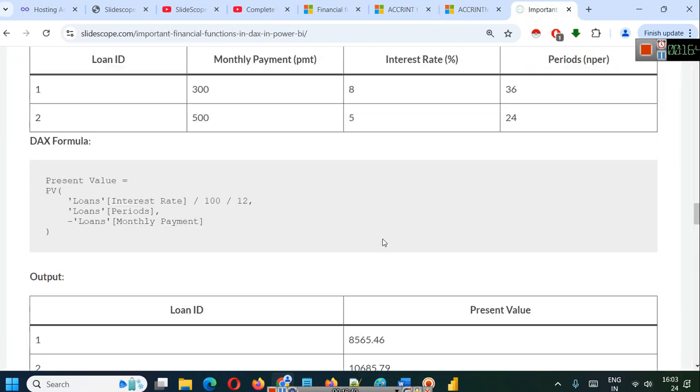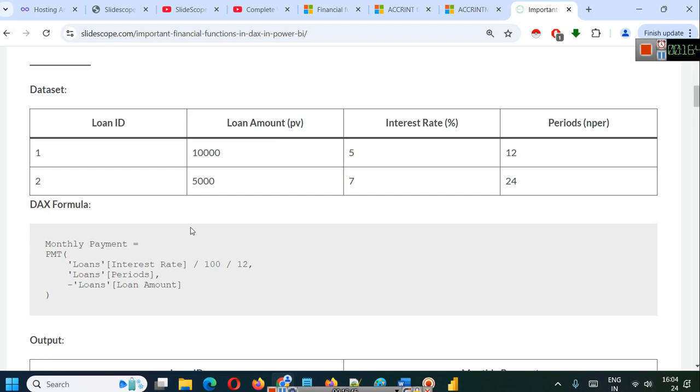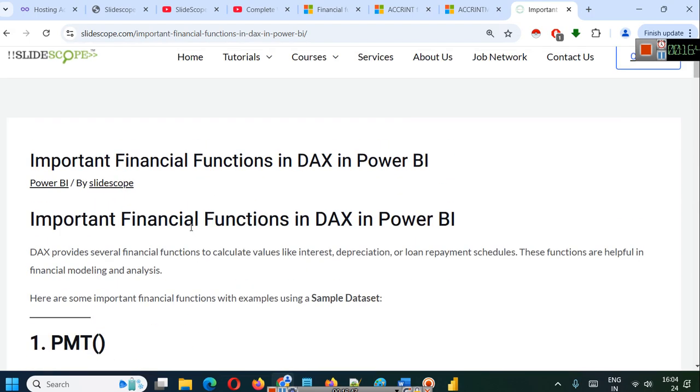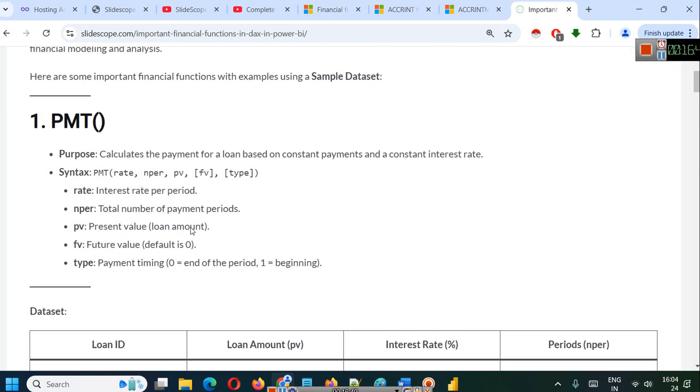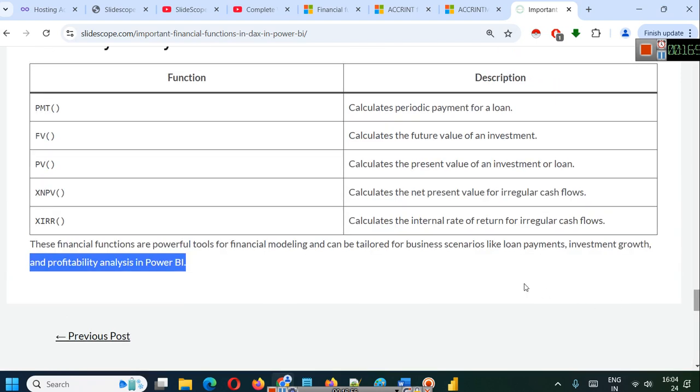So these are some financial functions that you can try to get hold of for financial analysis, and with the help of these functions we will be able to deal with scenarios like loan payment, investment growth, etc.